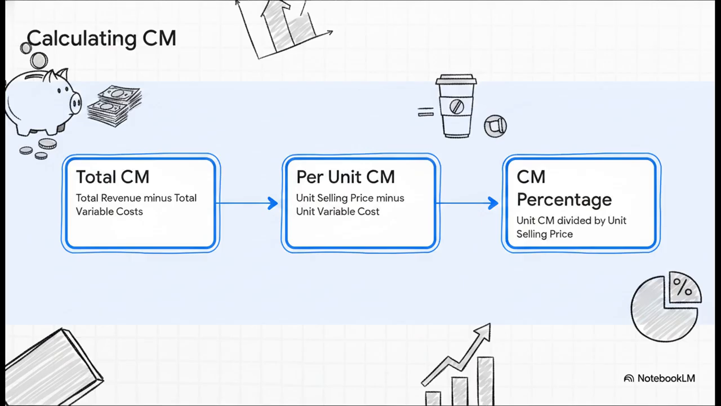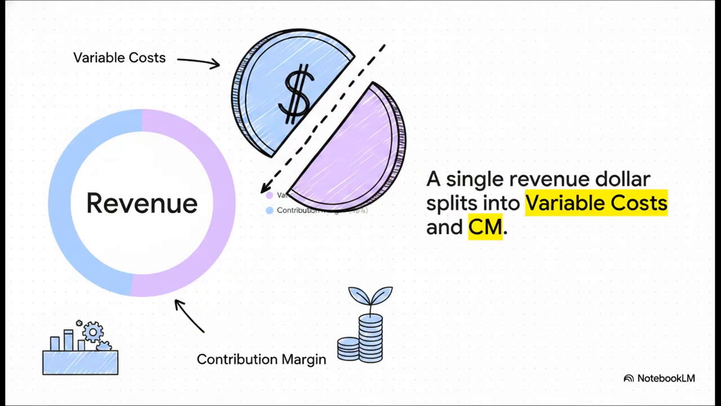Pretty straightforward, right? Picture a single dollar of revenue. The absolute second you earn it, it's instantly chopped into 2 distinct pieces. One piece pays for the cost to make that specific item, that's your variable cost. But the piece left over, that is your contribution margin. Every single dollar you earn in your business behaves this exact same way.